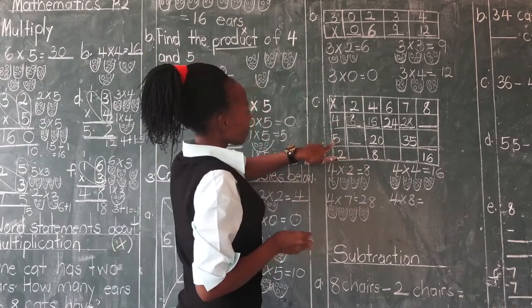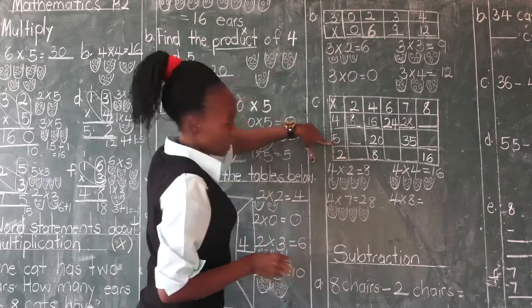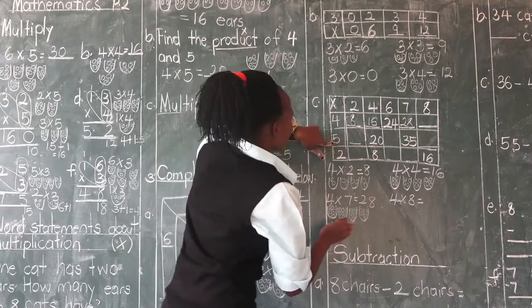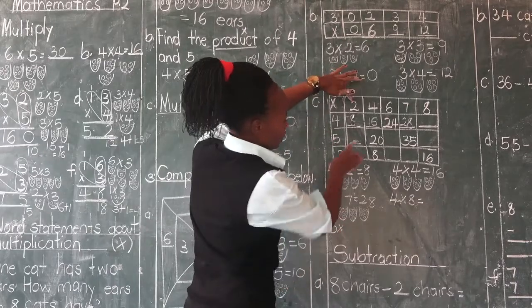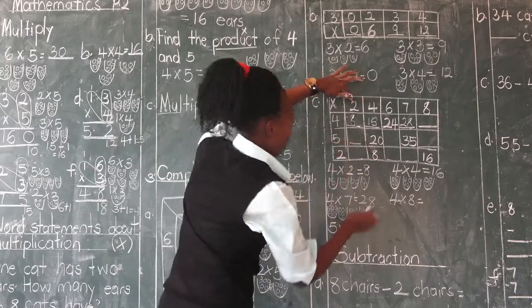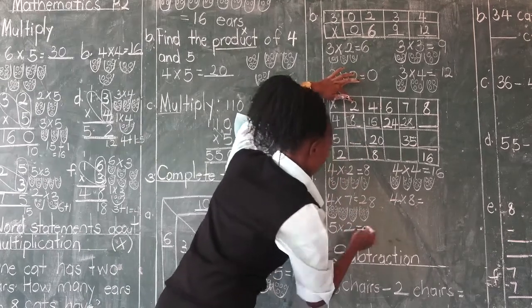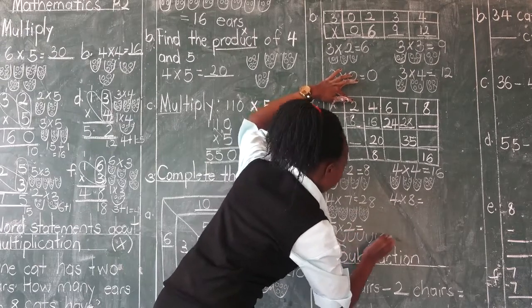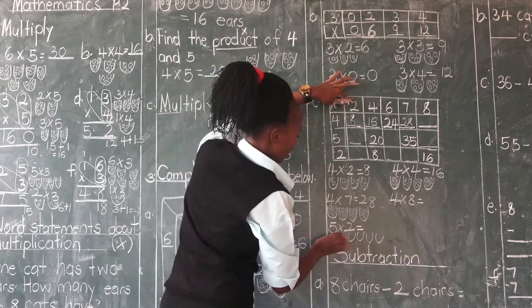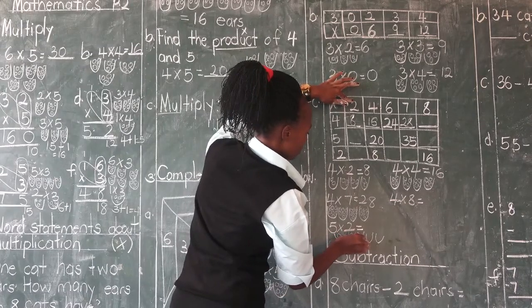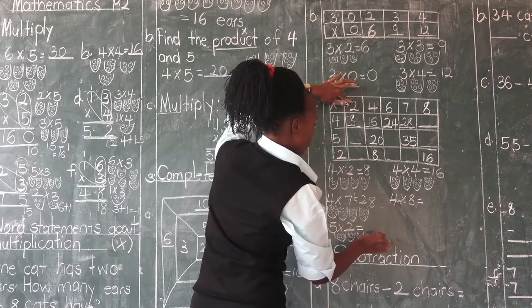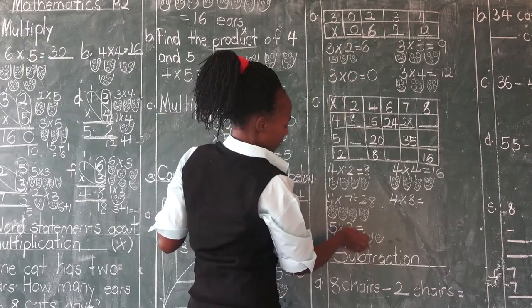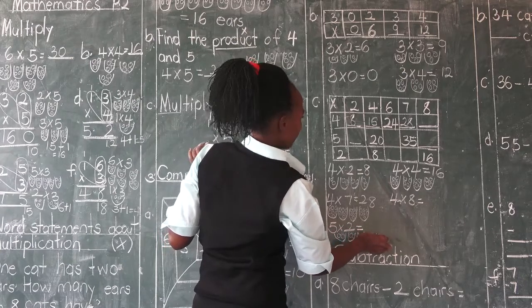Here we have 5. We are going to say 5 times 2, because we want to find out the answer here. 5 times 2. You are going to form 5 groups of 2. 1, 2, 3, 4, 5 groups of 2. 1, 2, 1, 2, 1, 2, 1, 2, 1, 2. Now let's put them together. 1, 2, 3, 4, 5, 6, 7, 8, 9, 10.